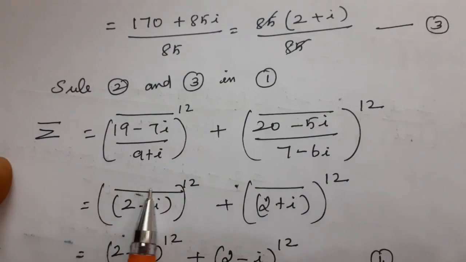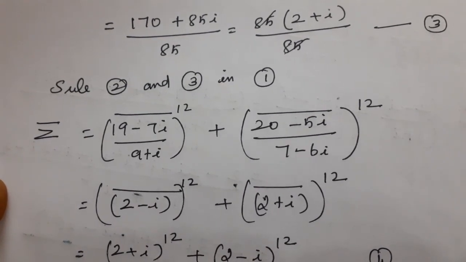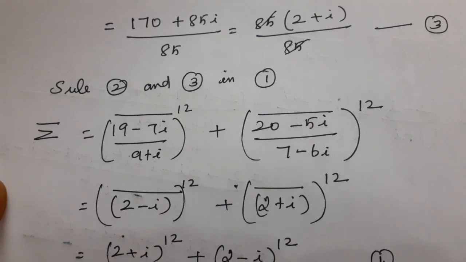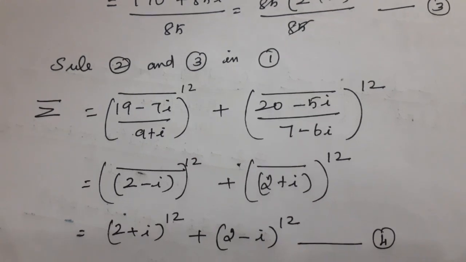So this is, we have the bar, which means 2 plus minus i becomes 2 plus i, and plus i becomes minus i. So 2 plus i the whole power 12 plus 2 minus i the whole power 12. This is equation 4. So after that, what happened?